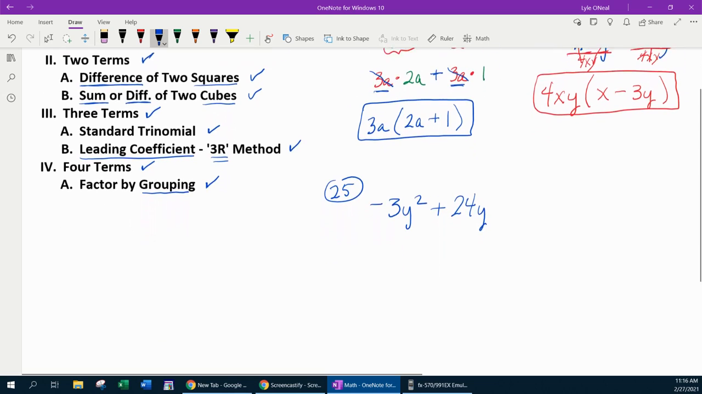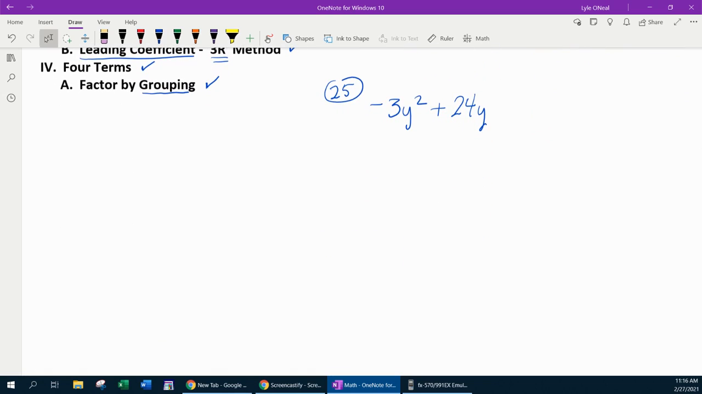So what goes into both 3y squared and 24y? Well, I know 3 does. So 3 is going to be the biggest number that we can factor out of the coefficients. And since they both have a y, I can take the smallest exponent, and that means I'm going to be able to factor out a y. So there's our GCF. And then to divide, negative 3 divided by negative 3 is positive 1, which we don't have to write. Y squared, take away y, leaves us a y.